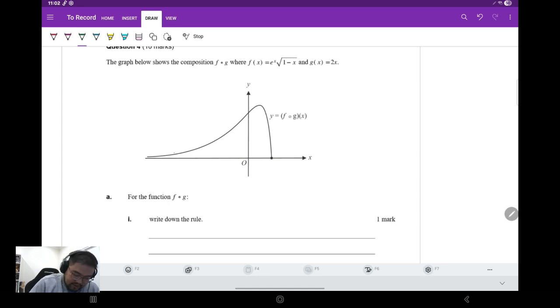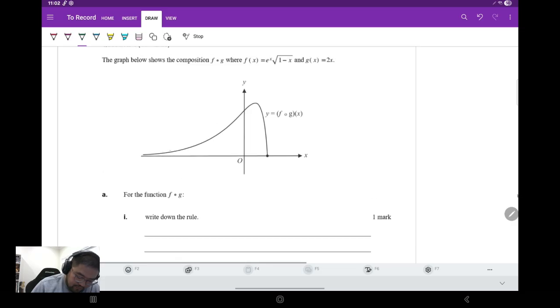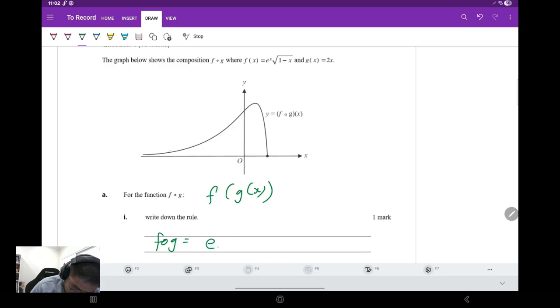Alrighty. So this next question is question 4. It says the graph below shows a composition of f of g where f of x is equal to that and g of x is equal to that. It says write down the rule for f of g. This one here is just a straight out substitution. So I'm going to substitute g of x into that. And we get f of g is equal to e to the power of 2x square root of 1 minus 2x.